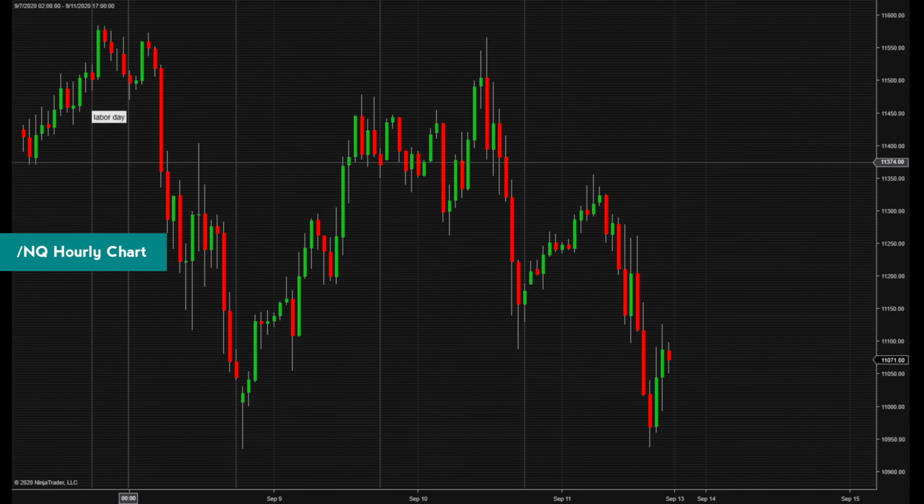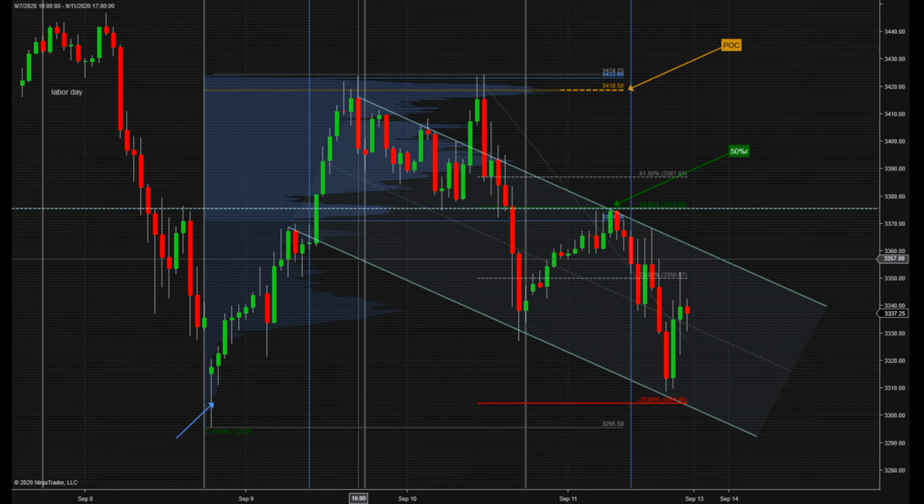Here, as I mentioned before, we have Labor Day. Now I noticed the Nasdaq came back up to this level, whereas the ES chart, which would be right here, didn't come back up to this level. It actually got rejected because the point of control was a little bit lower.